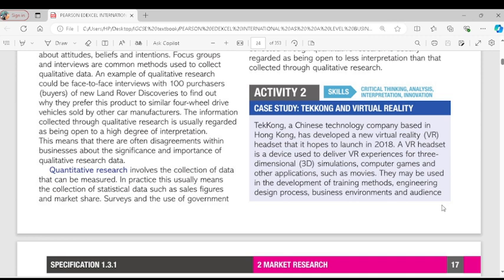Is it clear? So when we're talking about research, we know we have primary research and secondary research. Either primary or secondary, they can be either qualitative or quantitative. It could be primary research and quantitative. It could be primary research and qualitative. It could be secondary research and quantitative. It could be secondary research and qualitative. So it doesn't mean that if it is primary, it cannot be qualitative or quantitative. It can be either of the two. Okay, is qualitative clear?